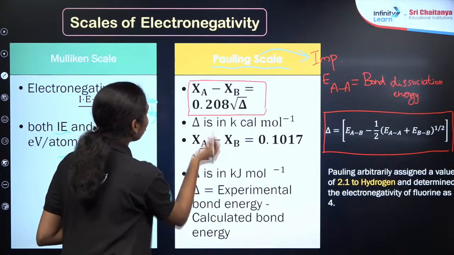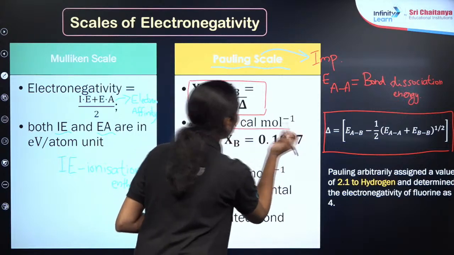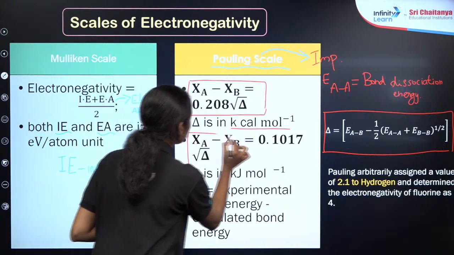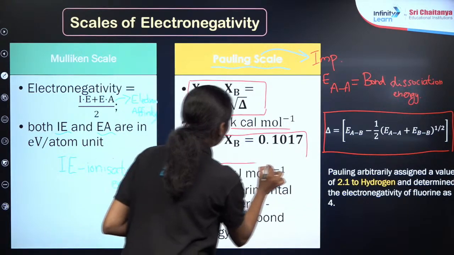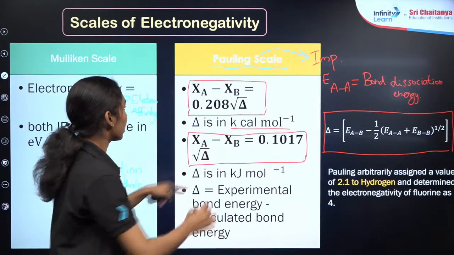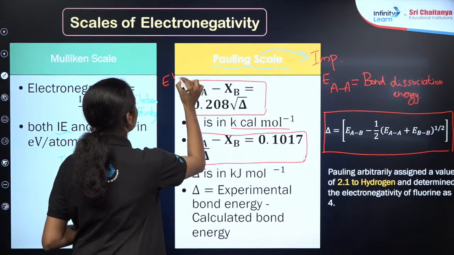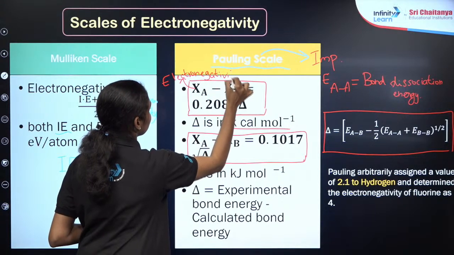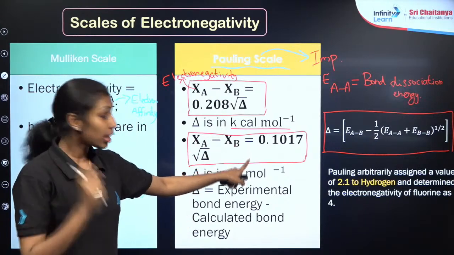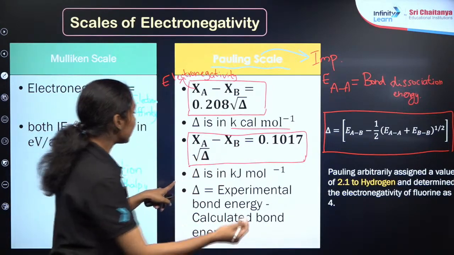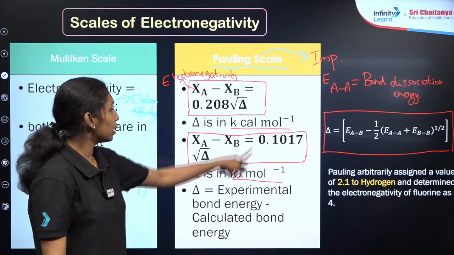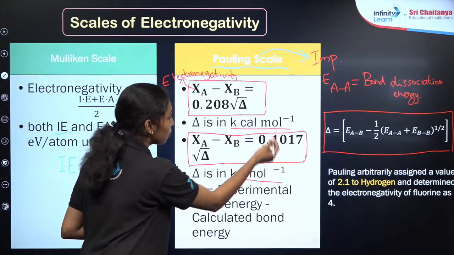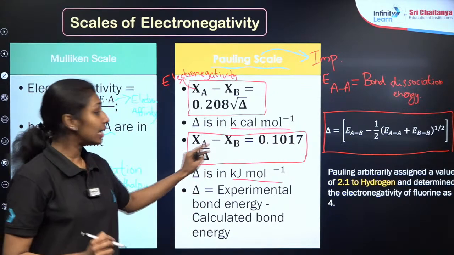The point to be noted is that this delta value should be in kilocalorie per mole. Now, he explained these things again in different terms, that is, chi A minus chi B, where chi A means the electronegativity. Chi A minus chi B is equal to 0.1017 root delta, where delta is in kilojoule per mole. That will be the difference here. It should be kilocalorie per mole, that's why it becomes 0.208. If it is in kilojoule per mole, it becomes 0.1017 root delta, where delta is the same as here.